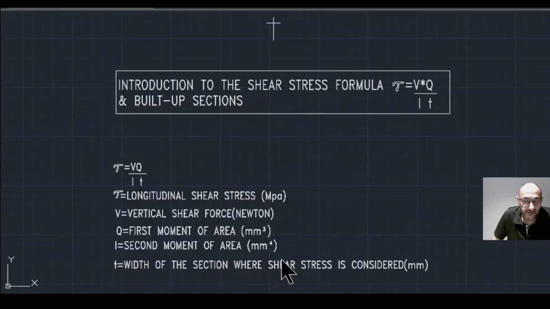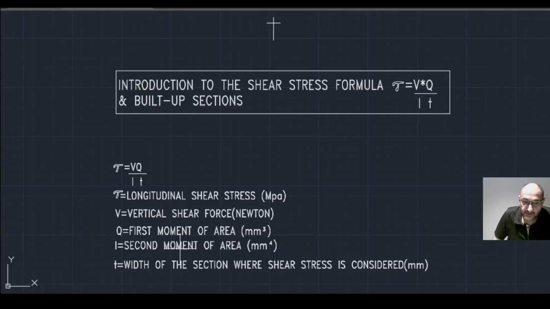Welcome back, and in this video we will introduce the shear stress formula, tau is equal to VQ on IT, and then we will look at some real life examples of when this shear stress formula is applicable. In this series we'll kind of work backwards, so hopefully I'll try to excite you first with some real life examples and then get into the messy part of the derivation process of the formula, which we will do in part 2 of the series.